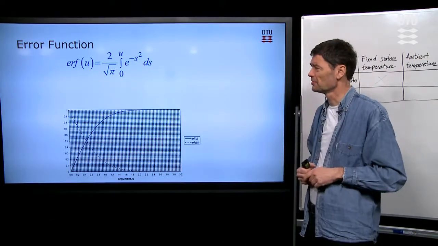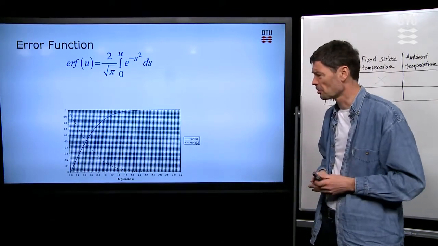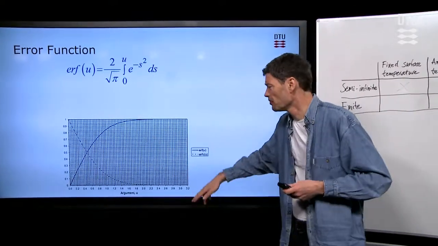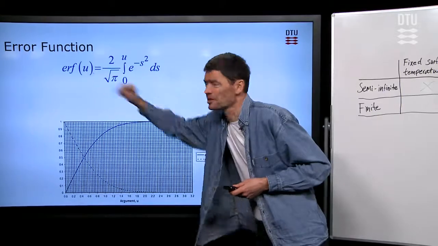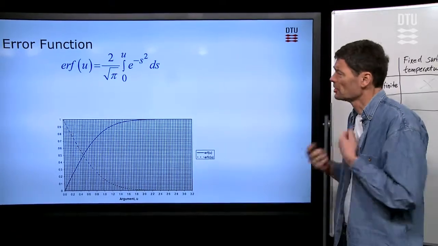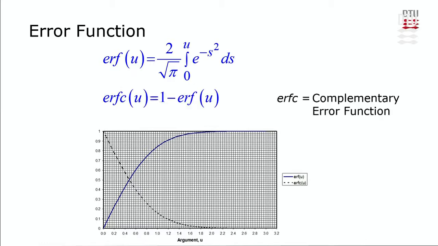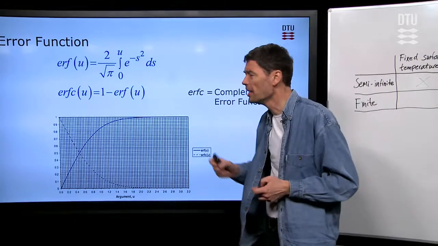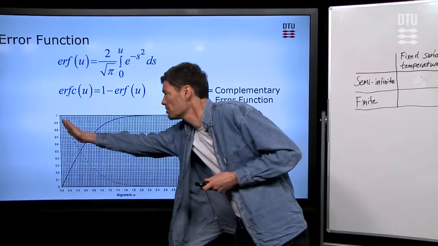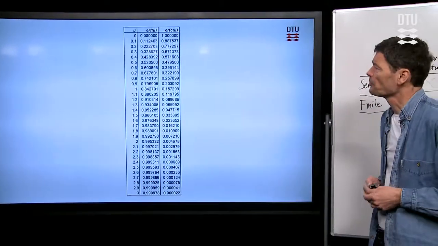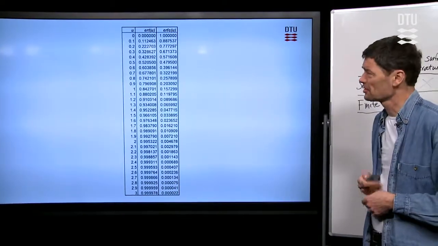Here is the definition of the error function. Just to talk briefly about it. It starts at 0, goes towards 1, depending on the argument that you pass to the function. So that's the function we need to use, and again, the mathematical definition of it. The complementary error function is the same, but it's only 1 minus the error function, so it goes the opposite way as it develops. You can look up the values for the error function in tables.